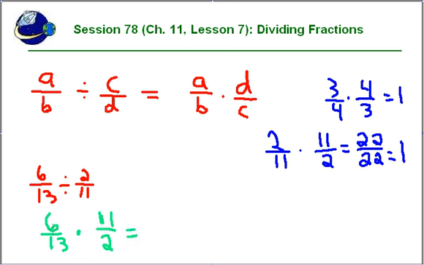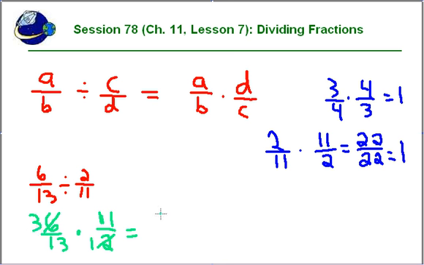At this point, we can go ahead and multiply, but it's oftentimes helpful to cancel out any common factors before we multiply. Well, there's no common factor here with the 11 and the 13. These are both prime, but we do have a common factor with our 2 and our 6. They're both divisible by 2. So we're going to cross out the 2 and make a 1, and we're going to cross out this 6 and write a 3. We are now ready to multiply.